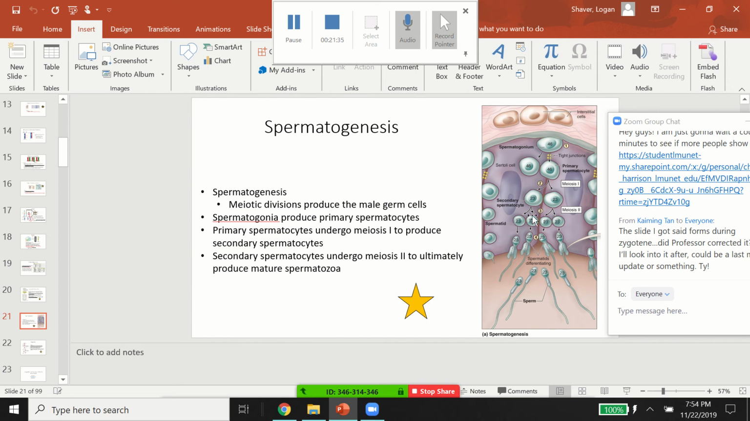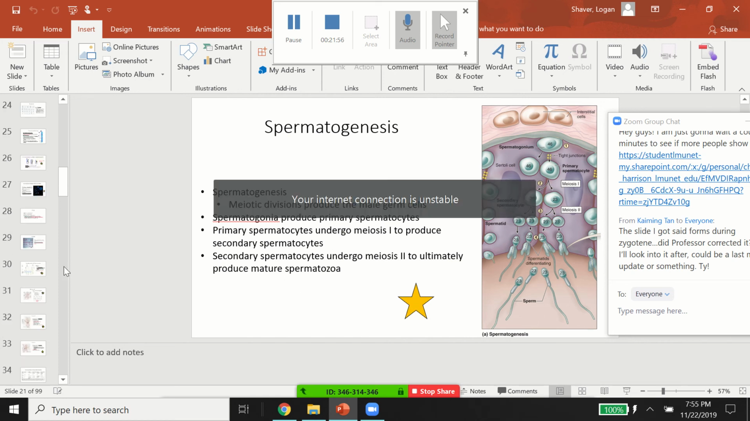The picture on the right helps you with understanding how many chromosomes are within those. It starts out with 46 and goes to 23, so that helps get the numbers stuck in your mind. But I would just know what stage, like I said: primary spermatocytes, meiosis 1; secondary spermatocytes, meiosis 2; and what's formed after that stage.